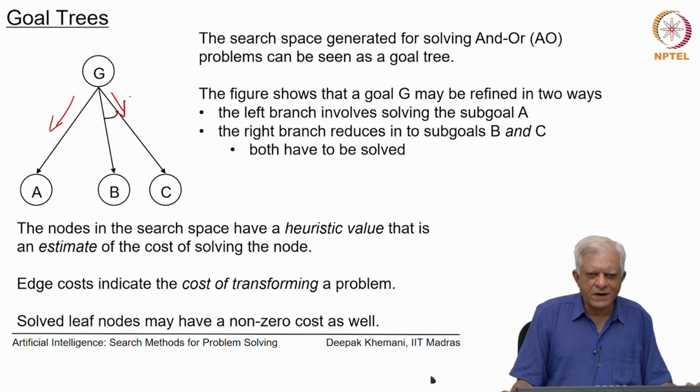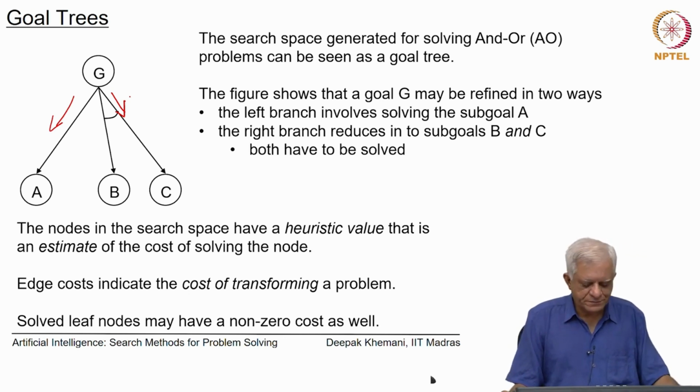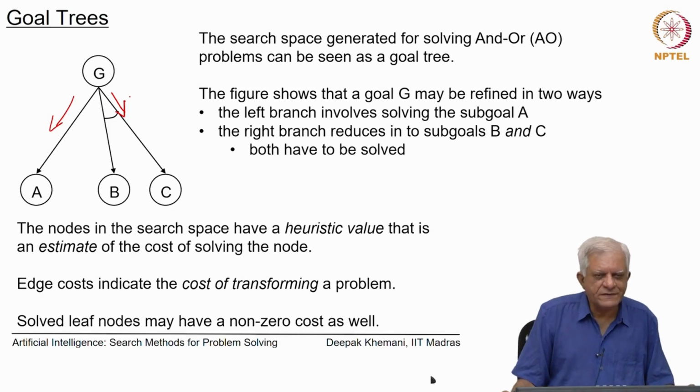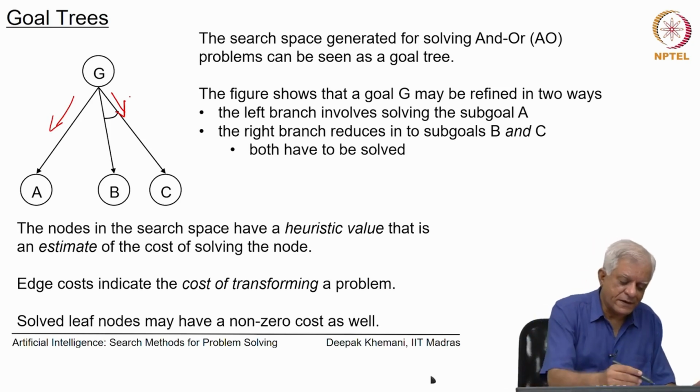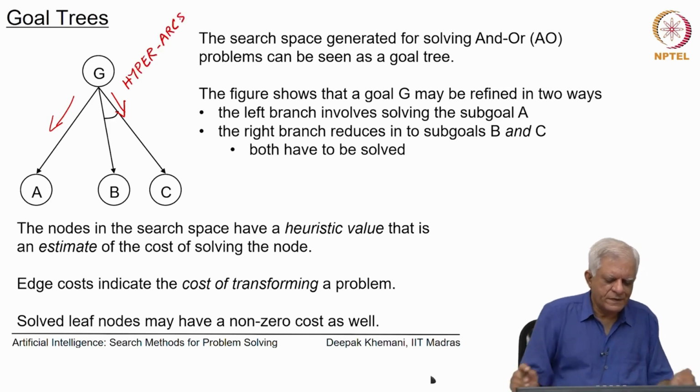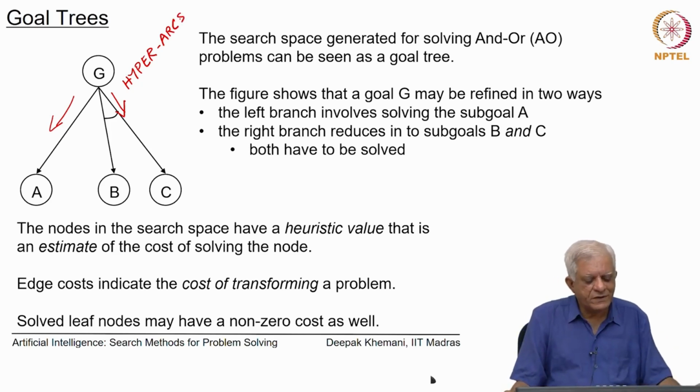So, there are going to be two kinds of costs. One is the cost of transforming a problem, and the other, which may or may not be there, is the cost of implementing the primitive solutions. Now, in this small graph, we have seen that it is a mixed kind of graph, where the goal node has two choices. We can think of them as two hyper arcs, and you have to choose one of them.